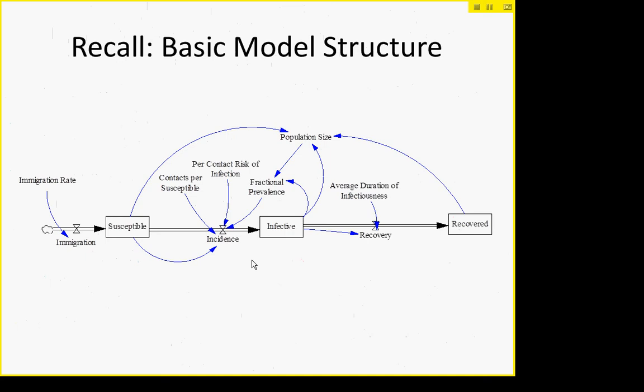Is there a first order delay here? I spy with my little eye a first order delay. Where is it? Yeah, it's right here. It's right here, folks. I mean, here's the delay behind that.